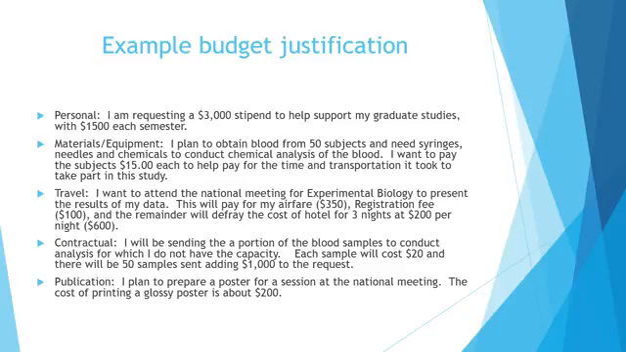Under materials and equipment, the writer writes, I plan to obtain blood from 50 subjects and need syringes, needles, and chemicals to conduct chemical analysis of the blood. I want to pay the subjects $15 each to help pay for the time and transportation it took to take part in the study. Travel. I want to attend the national meeting for experimental biology to present the results of my data. This will pay for my airfare, about $350, registration fee, about $100, and so forth.